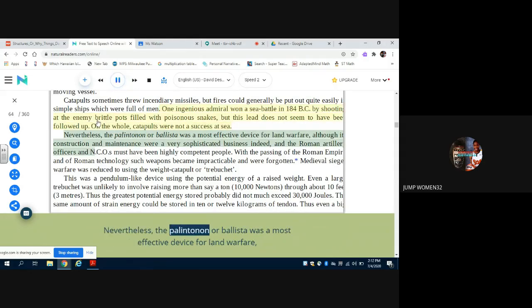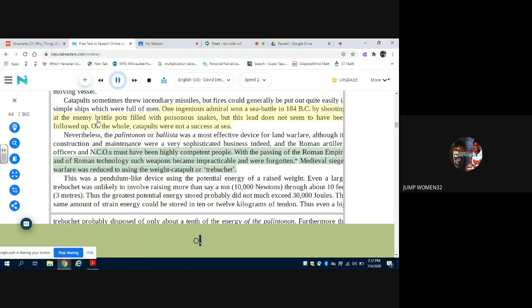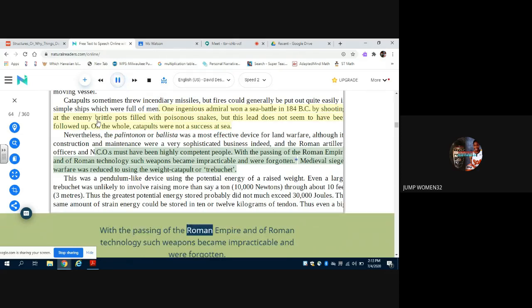Nevertheless, the palintonon or ballista was a most effective device for land warfare, although its construction and maintenance were a very sophisticated business indeed, and the Roman artillery officers and N.C.O.s must have been highly competent people. With the passing of the Roman Empire and of Roman technology, such weapons became impracticable and were forgotten.